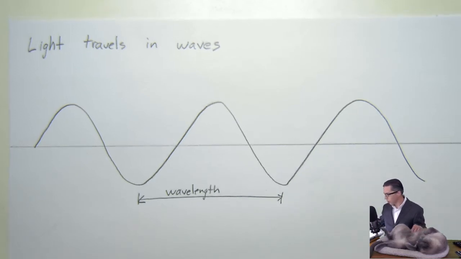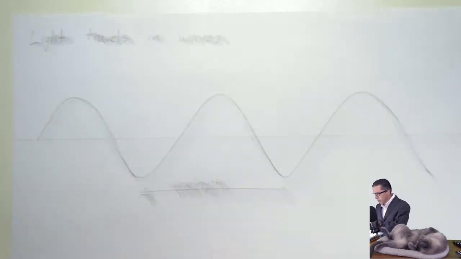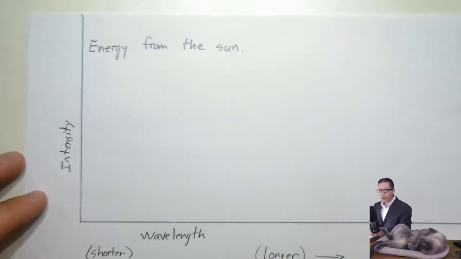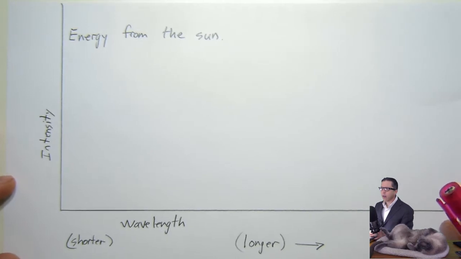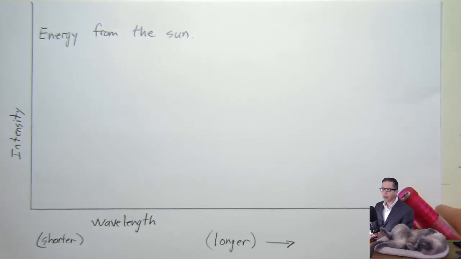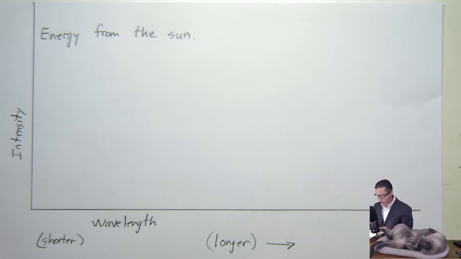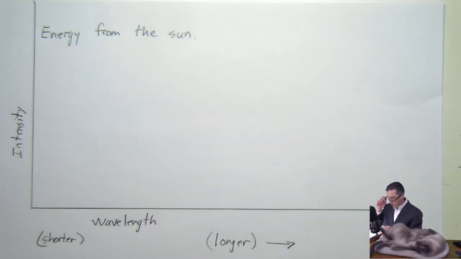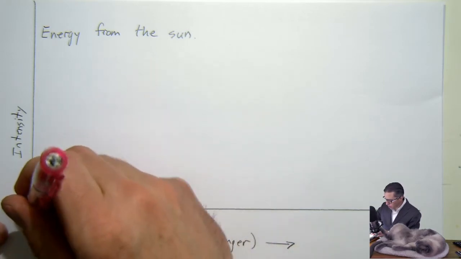So what we're going to do is draw, if we could look at all of the waves from the sun, a graph. On the x-axis are the waves: shorter waves down here, longer waves over here. And on the y-axis is intensity. We're going to look at all the light coming from the sun and make a graph. If I did so, it would kind of look like this.